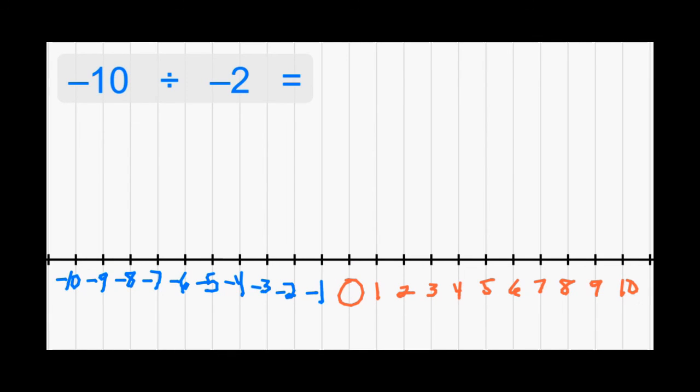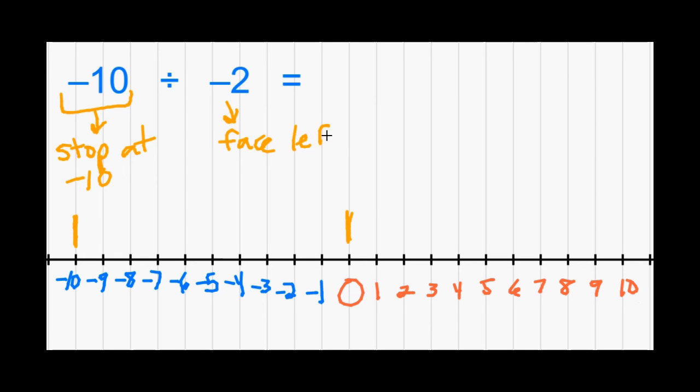So now let's go ahead and take a look at this problem. We have -10 divided by -2. Here's how this is going to look on our number line. -10 tells us this is our stopping point. This is where we want to end. So we're going to stop at -10. We're going to put a little marker at -10. It's where we stop. And we're going to start at 0. And then -2, that's going to tell us that we're going to face left on our number line here.